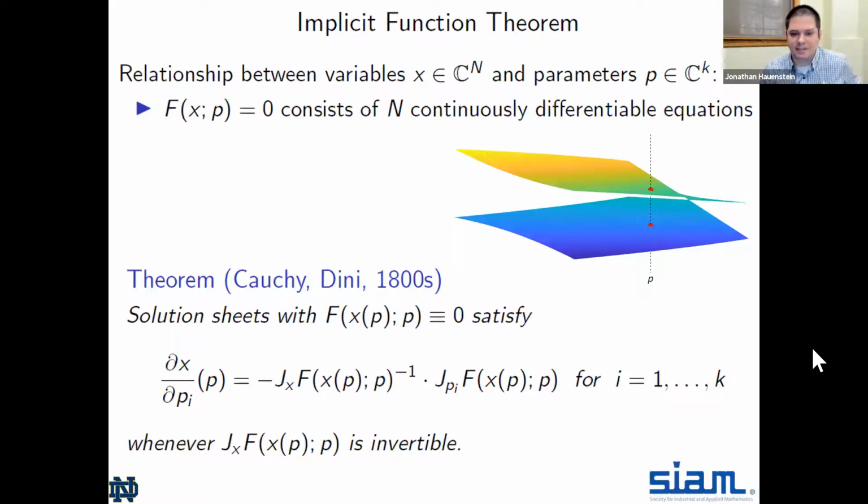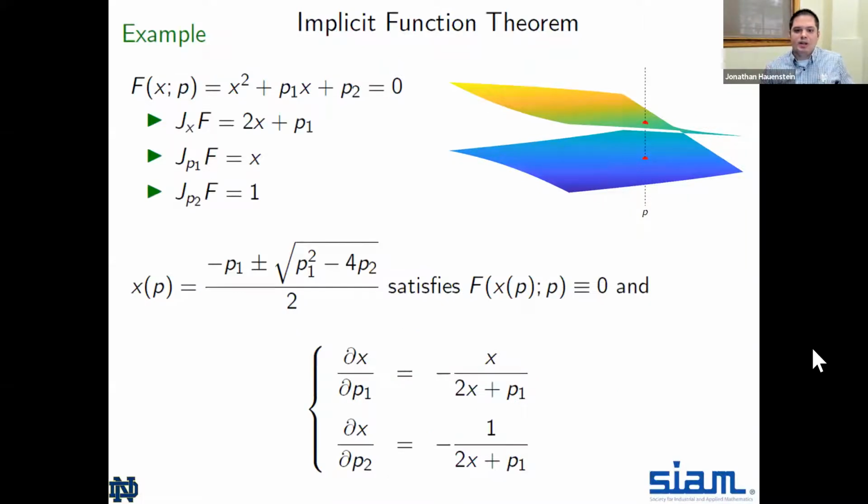So let's look at a very simple example to illustrate. The picture comes from the quadratic formula. Let's take it monic, so we only have two parameters, P1 and P2, as the coefficients of the linear and constant terms. The Jacobian with respect to x, we take the derivative, is 2x plus P1. The derivative with respect to P1 is x, and with respect to P2 is just 1.